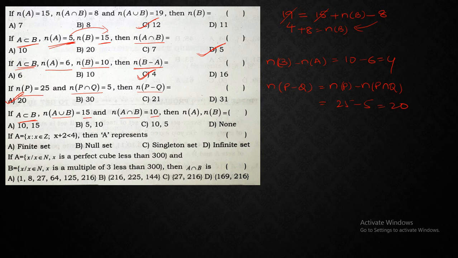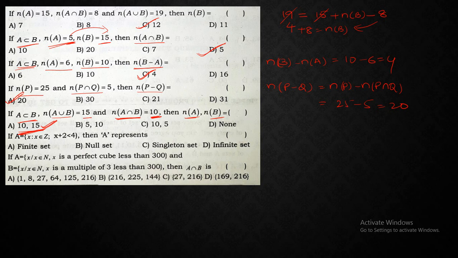Next, if A subset of B, n of A union B is equal to 15, n of A intersection B is equal to 10, right? Then what is the value of n of A and n of B? So here if you observe, n of A intersection B is 10. That means 10 elements are common for both A and B. So since both the sets should have a minimum of 10 elements, 10 comma 15 is the only option which we can consider here.